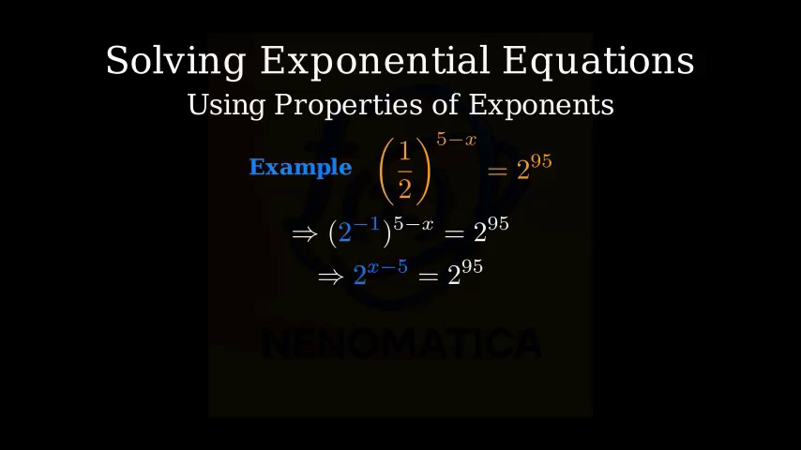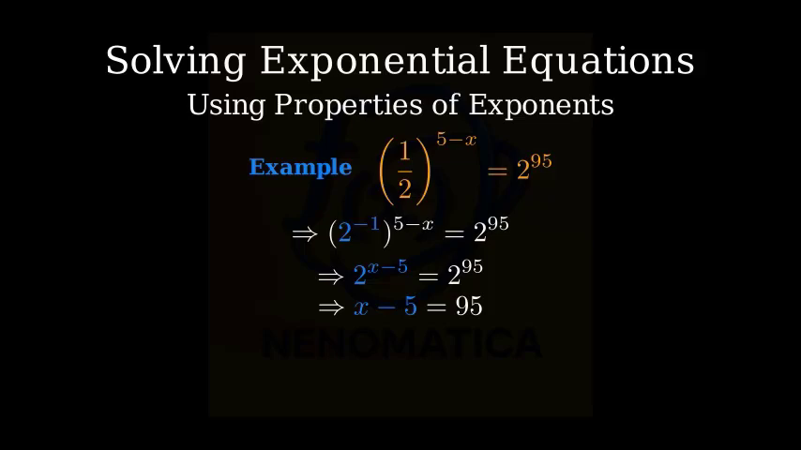Next, using the power rule for exponents, when we have a power raised to another power, we multiply the exponents. So (2^(-1))^(5 - x) becomes 2^(-1 times (5 - x)), which simplifies to 2^(x - 5). Now we have 2^(x - 5) equals 2^95.